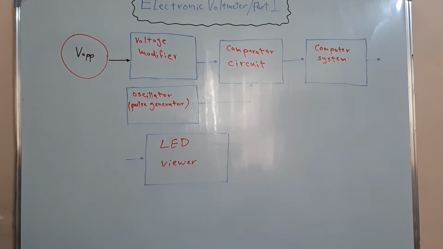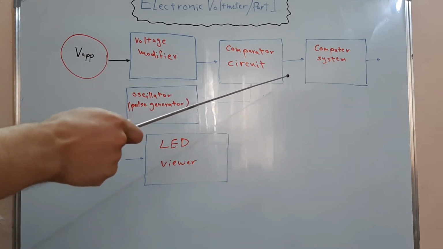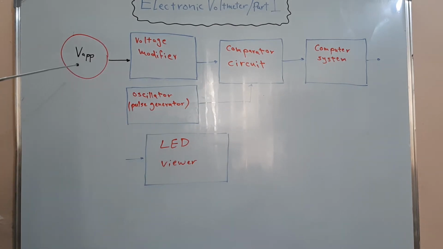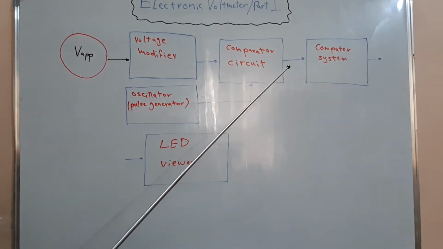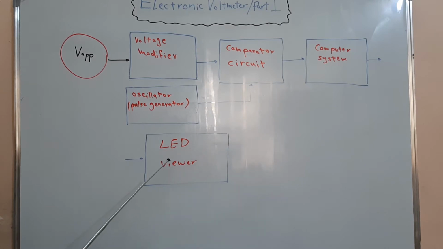Then it will pass a number of pulses to the computer system, and that number is directly proportional to the voltage that we want to measure. The computer system will analyze that number and give the result by the use of an LED viewer.